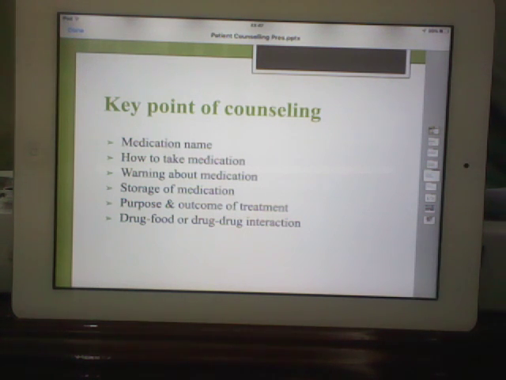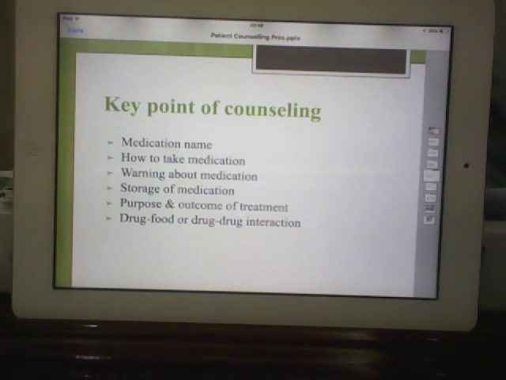The patient should know the purpose of taking his medication and what the outcome of the treatment is. Also, if there is any interaction between his drug and food or any other medication, he should be counseled about that interaction to prevent any incident.